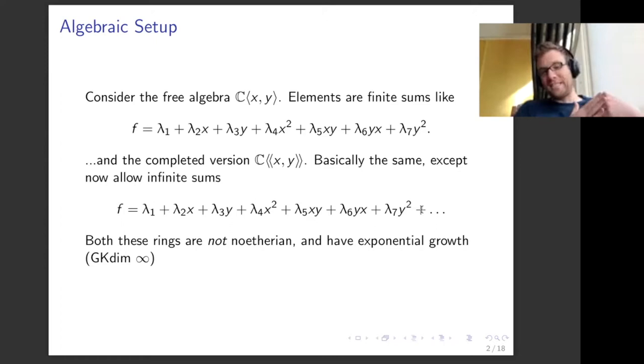The point I'm making in this slide is that the setup is quite elementary. You could tell this to an undergraduate. These rings do look kind of cute and fluffy, but actually they are probably the most horrific rings you can possibly work with in algebra. Neither of them is a Noetherian ring, and they also grow in the most horrific way.